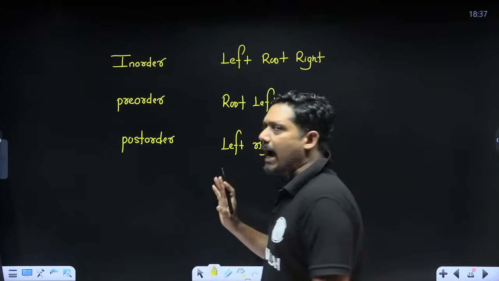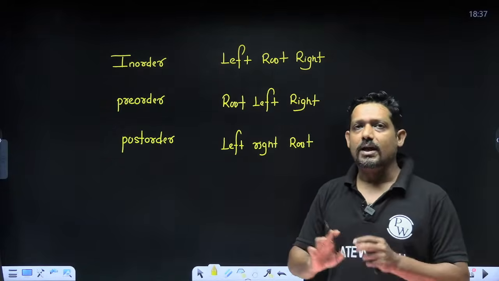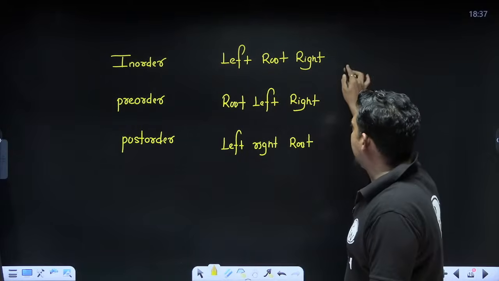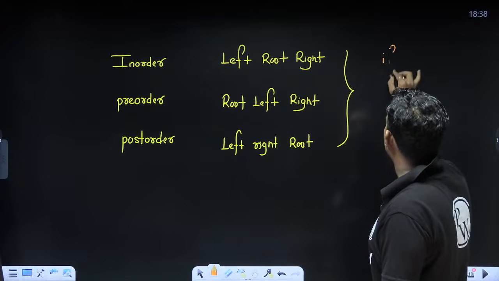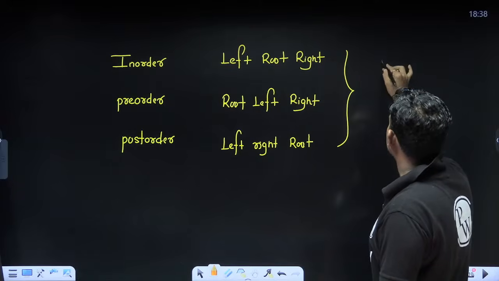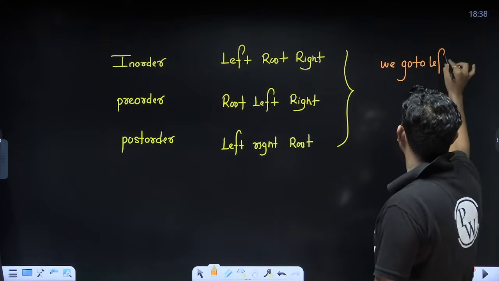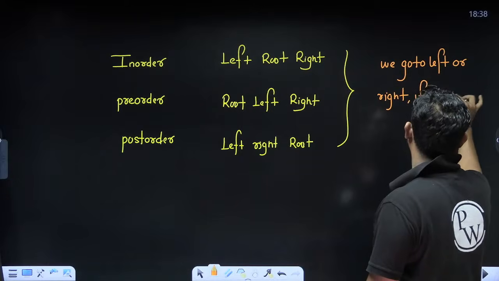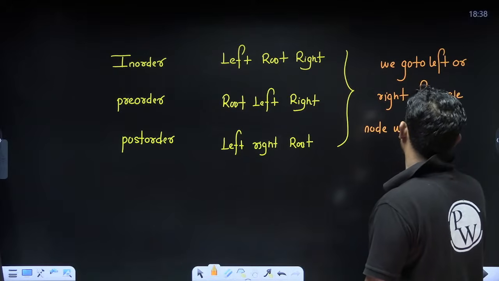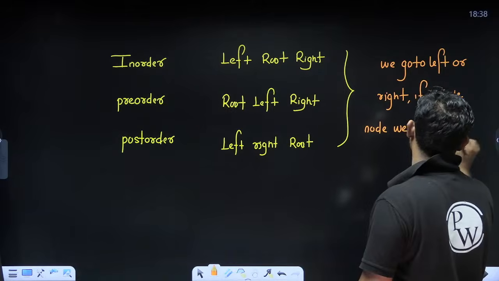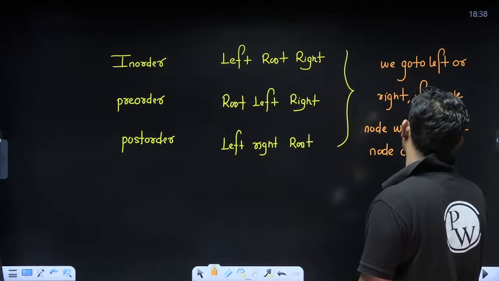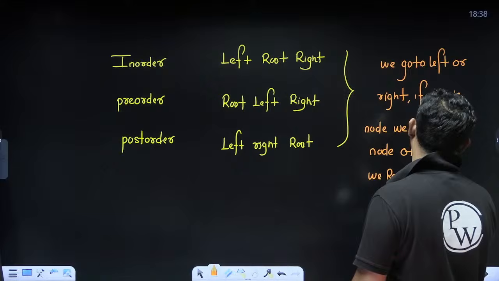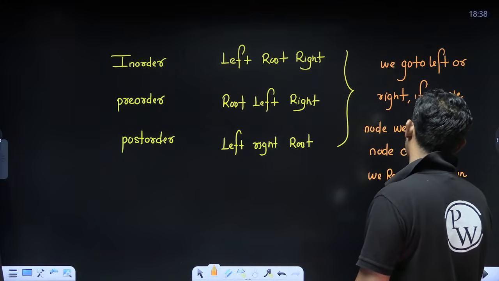The idea is that we go to the left first, and if it is a single node we visit the node, otherwise we recursively visit the left and right subtree in the given order.